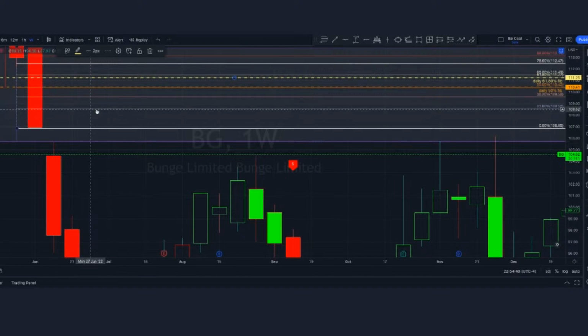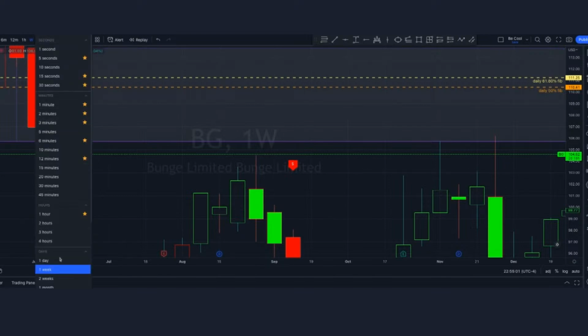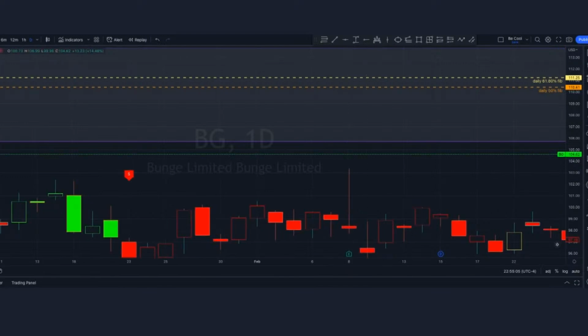So those are the levels I'm looking for, right? Those are gonna be some hard resistance levels. So 111.25, 110.41. Now let's go down to the daily, and then we're gonna drop another fib on it to see where we're currently sitting at, because I want a little more data, right?